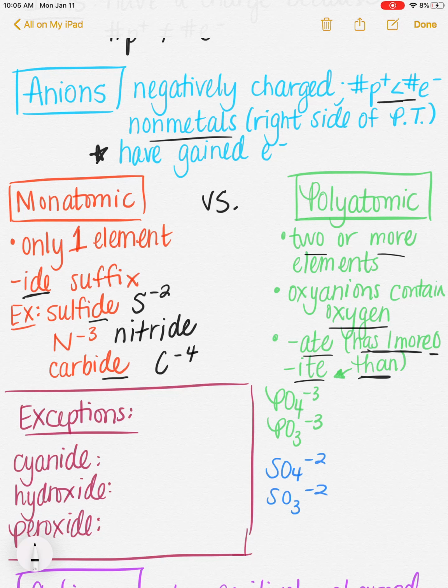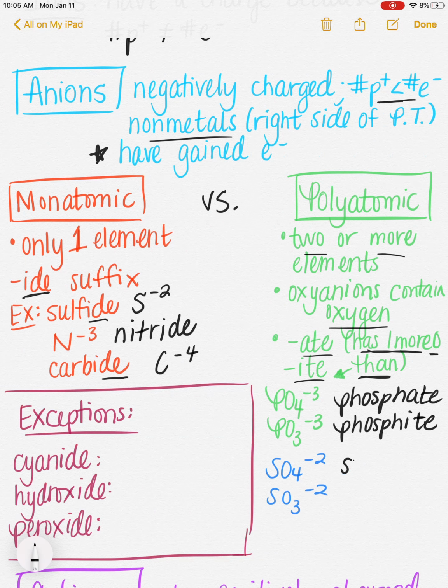So for example, PO4 3-, we had learned in chemistry 1 that PO4 3- is called phosphate. So if I were to take away 1 of the oxygens and make this PO3 3-, I would call that phosphite instead. One thing that I would like to point out here is notice how the charge does not change. The other element, phosphorus, does not change. You are literally only changing the number of oxygens to get between an -ate and an -ite ion.